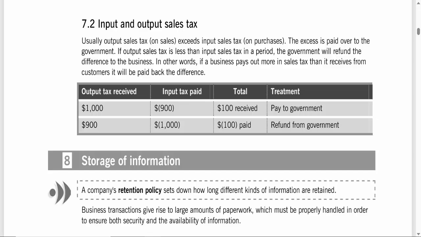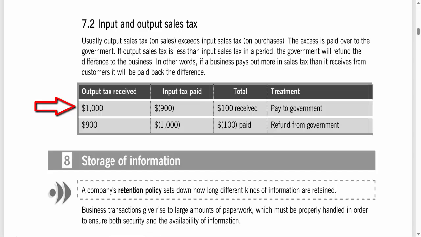Now, let's go through the table step by step. Table explanation, detailed breakdown: output tax received, input tax paid, total, treatment. This table provides two scenarios showing what happens when output and input sales taxes are compared. Let's analyze each row in detail. Row 1. When output sales tax exceeds input sales tax.